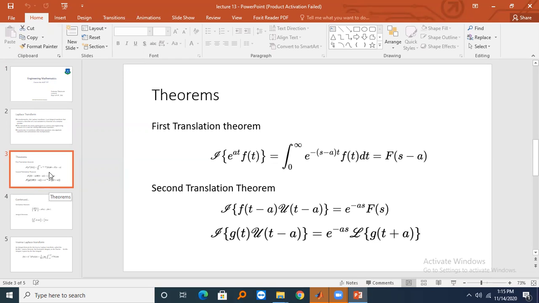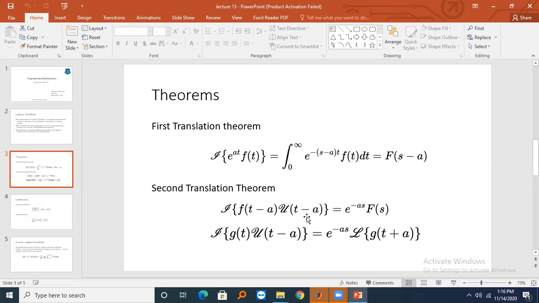In the first translation theorem, if e to the power at is multiplied by f of t, and we take the Laplace transform of e^(at) times f(t), we get capital F of s minus a. And it can be written as the integration from 0 to infinity of e to the power minus (s minus a) t times f of t dt.